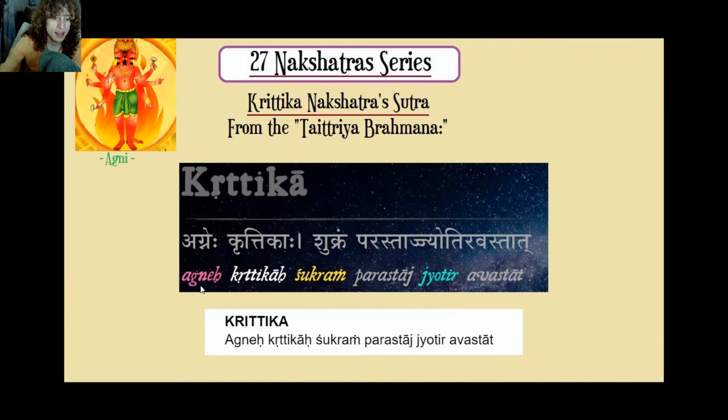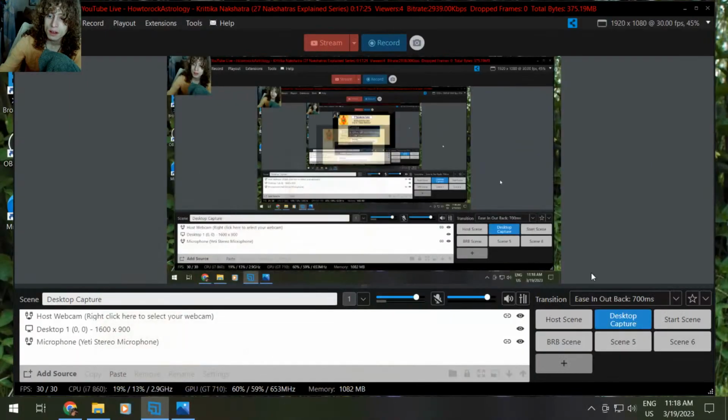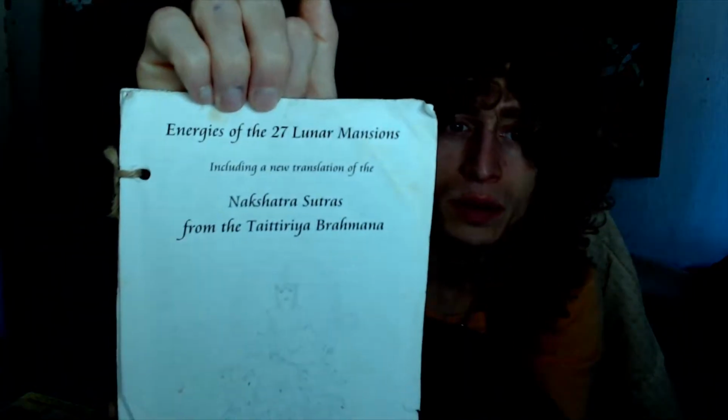And of course, agniyeh is the deity, and then Krittika is the nakshatra, but it also conveys an action of the deity. Because these are sutras, they try to combine a lot of information into this one magical line. So, agniyeh Krittika, shukram parastaj. Shukram is needed in order to produce jyotir avastat. Now, the first thing we're going to read is a short little glimpse into energies of the 27 nakshatras.